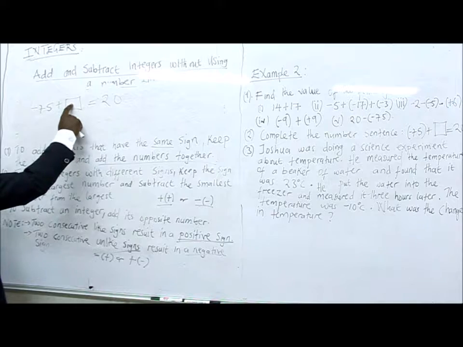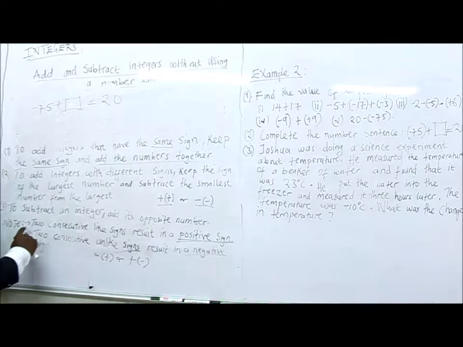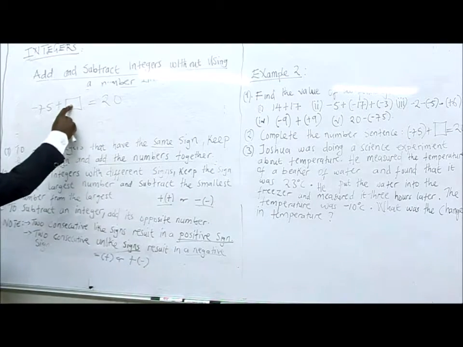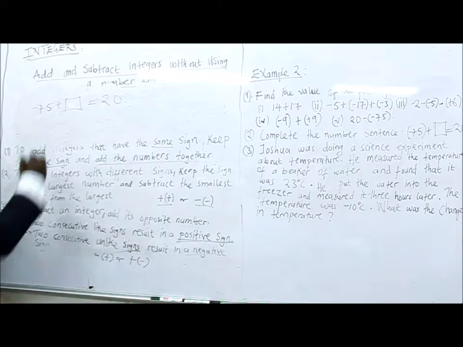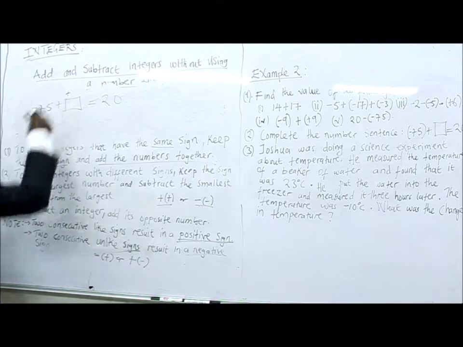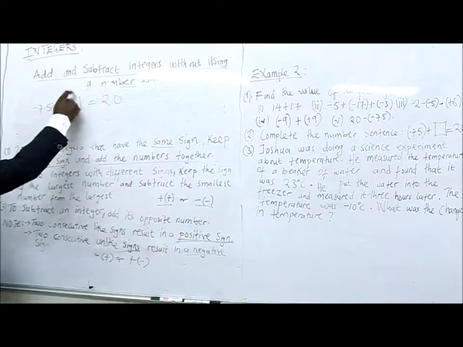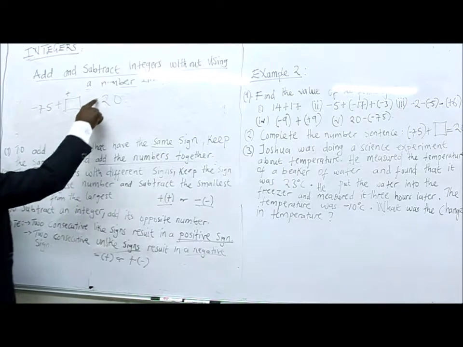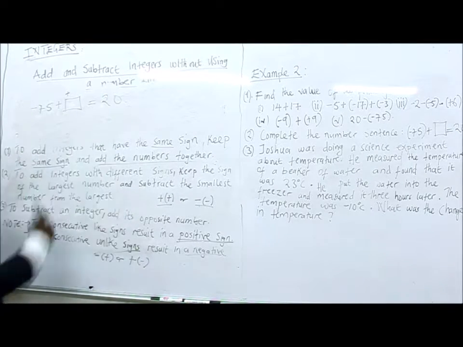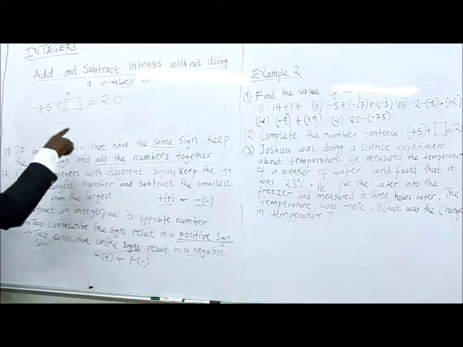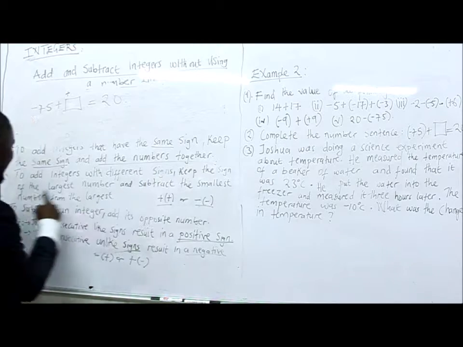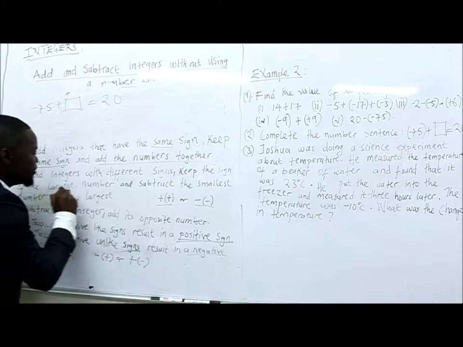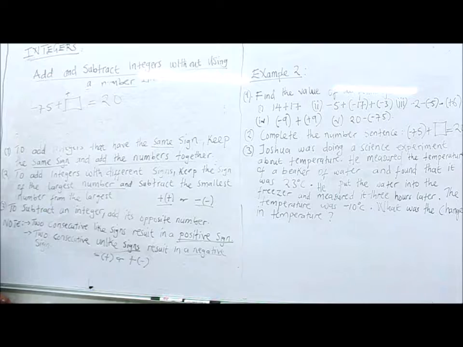So that when you multiply a positive and a positive according to this rule, it will give us a positive. So the sign of the answer or the sign of the number here, we know that it's a positive, not a negative. Because if it's a negative, then our answer should have a negative sign here. And then rule 2 is saying to add integers with different sign, keep the sign of the largest number. Keep the sign of the largest number.